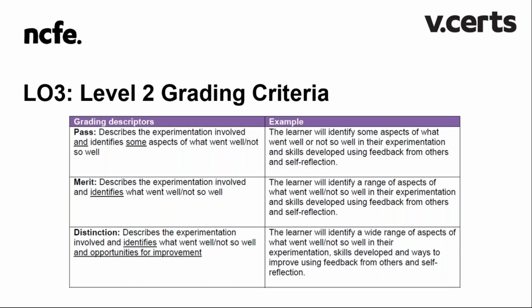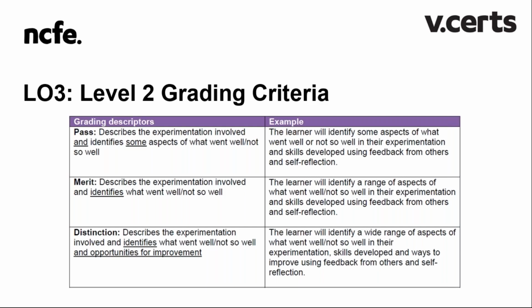And then we've got merit: describe the experimentation involved, and identify what went well and not so well. Again, it's quite a little bit of difference, but we're only looking for some aspects for a pass. But what the key difference is here at distinction is that they can't achieve a distinction if they don't include the opportunities for improvement. So that must be there.